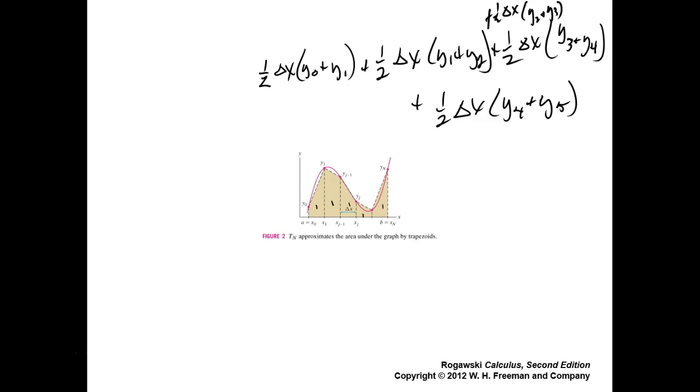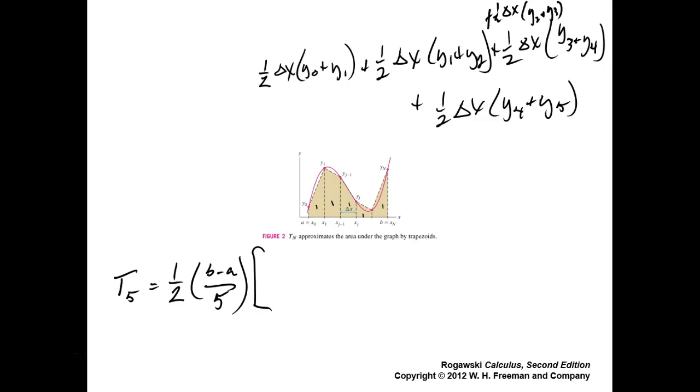Now notice, every one of those terms has a 1/2 delta x in it, because it's 1/2 the average of these two. So that's why the 1/2 is in every one. The delta x is in every one. Same width, so you can factor that on the outside. So the trapezoid for this, T5, would be 1/2 delta x. What is your delta x? B minus A over 5, because that's your n in this case, 5 pieces.